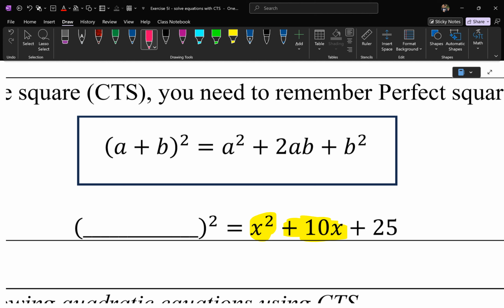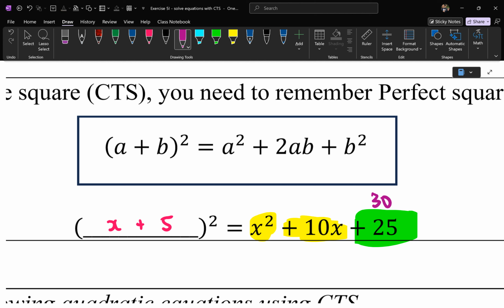Can I please have, let's go with Rowan. Do you remember how to figure out what goes inside the brackets, just knowing x squared and plus 10x? Well, I know it's x plus 5 because 5 squared is 25 and x squared is x squared. Good. The key part was, imagine if it wasn't 25, say if it was like 30.